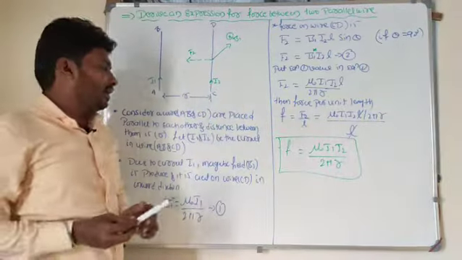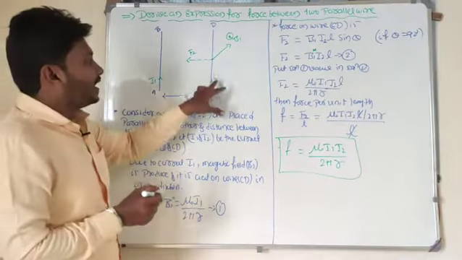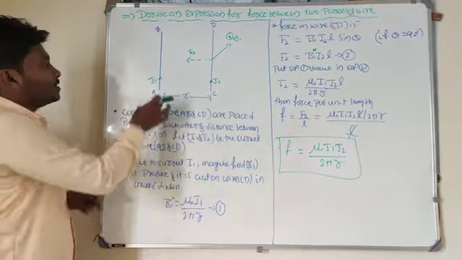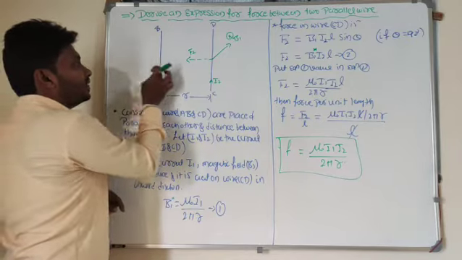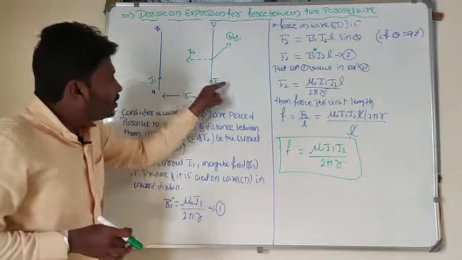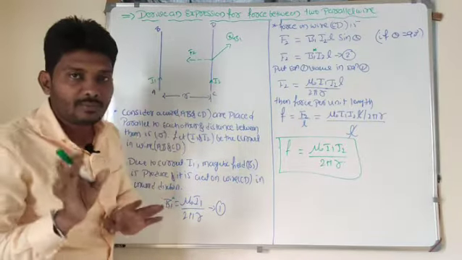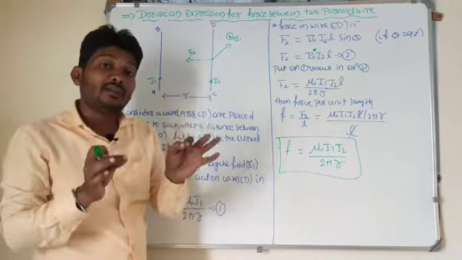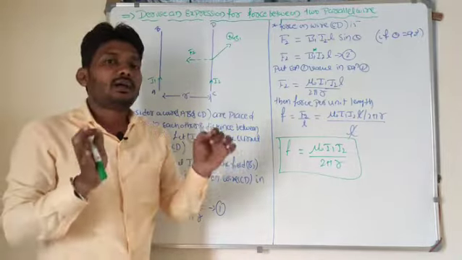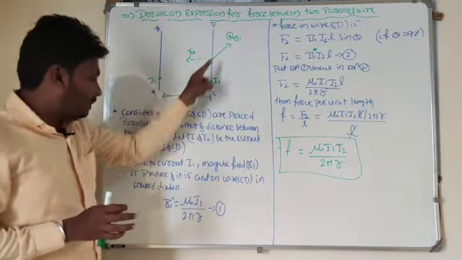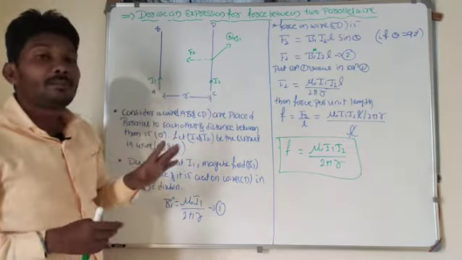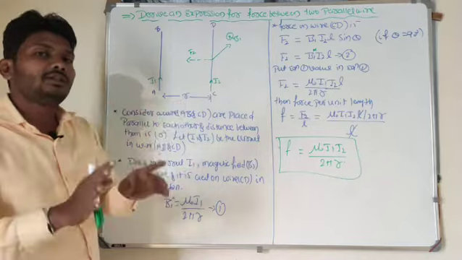Now similarly, in that wire CD, current I2 is flowing. So these are all the considerations I took. Because of the current I1, I will get magnetic field B1. Magnetic field B1 acts on the second wire. In a similar way, due to current I2, I will get magnetic field B2, and that magnetic field also acts on the first wire.